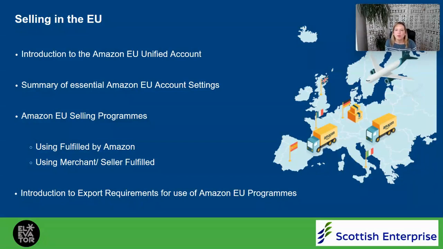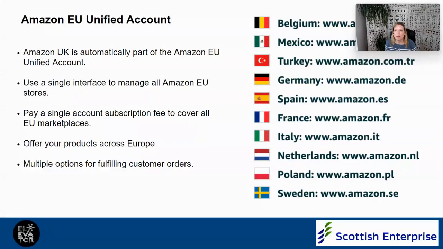So in this module, we will start with a quick refresh of some of the EU related material that we covered in earlier modules, and we're then going to focus on the Amazon EU selling programs, and you'll find that most of them use the Fulfilled by Amazon approach, but we will also look at your seller fulfilled options too. And then finally, we'll go over some of the procedural and administrative requirements that you need to think about when selling into the EU.